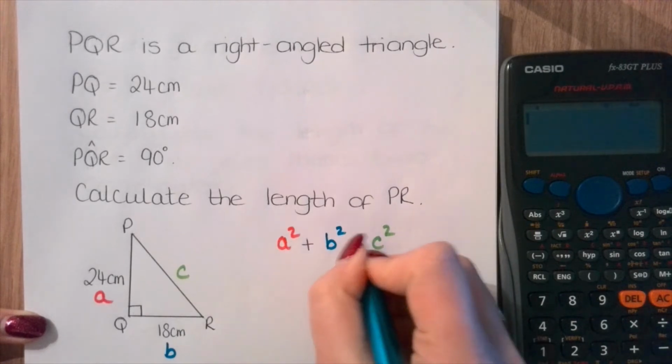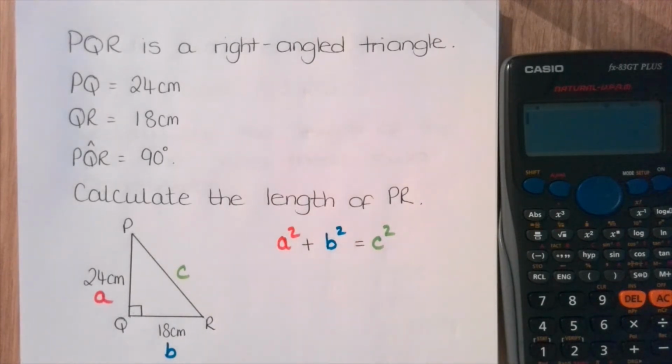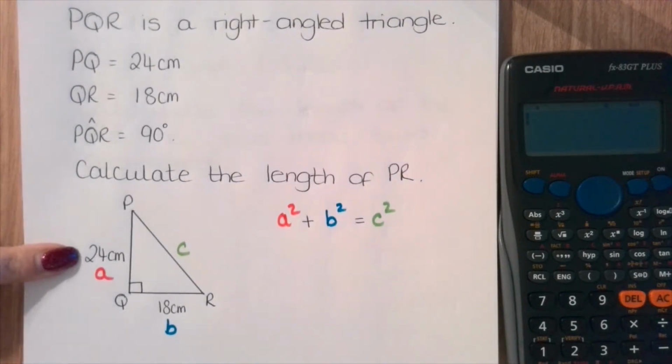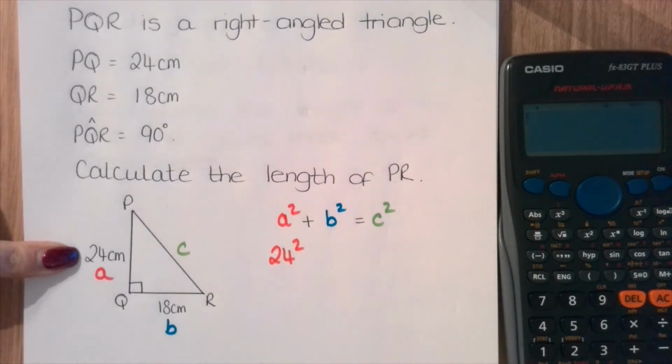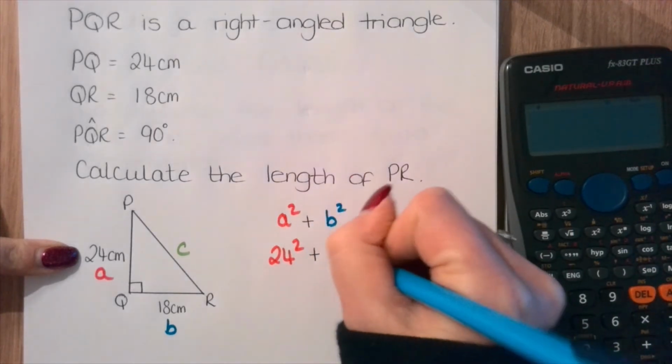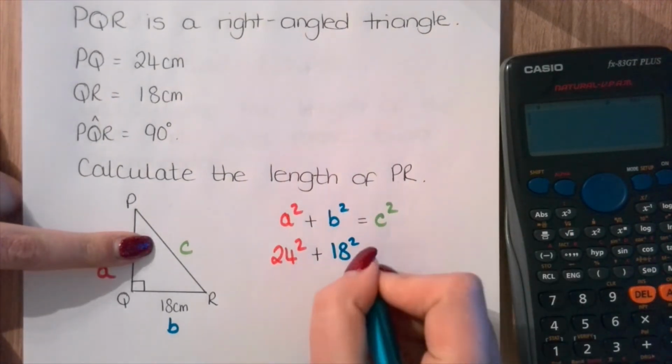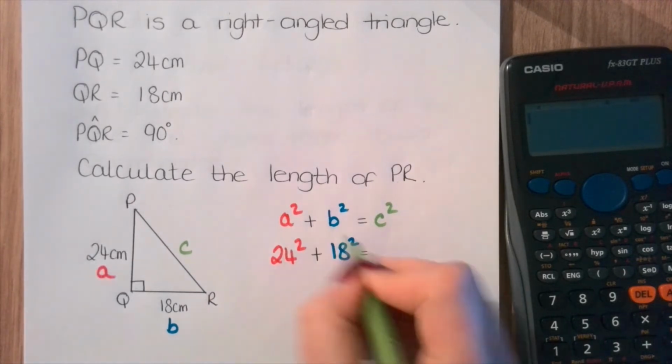A squared plus B squared equals C squared. And the next thing, substitute the values in. 24 squared plus 18 squared, and that is equal to C squared.